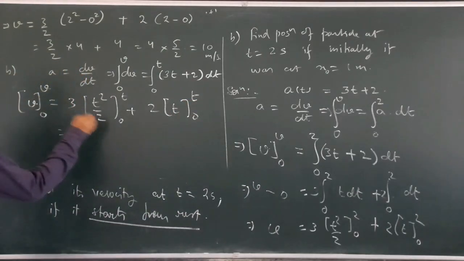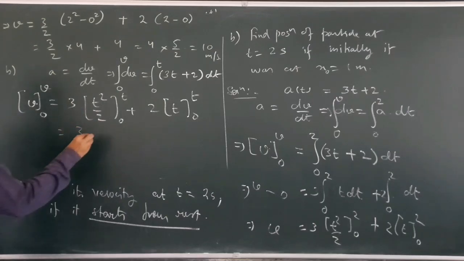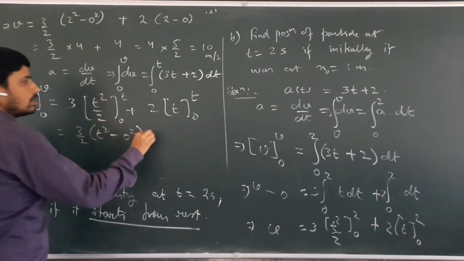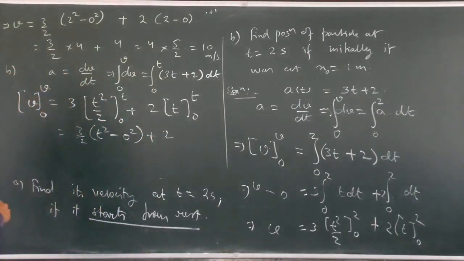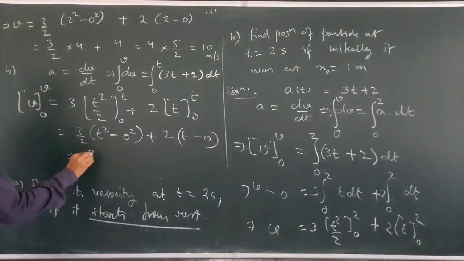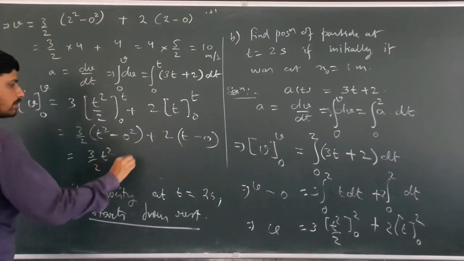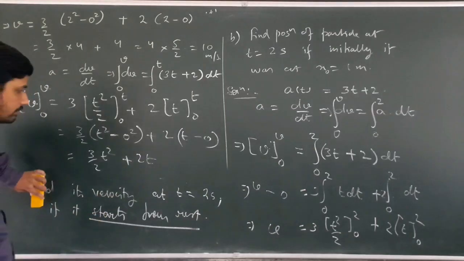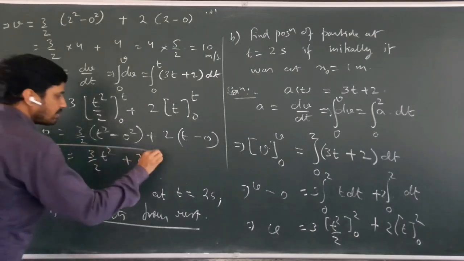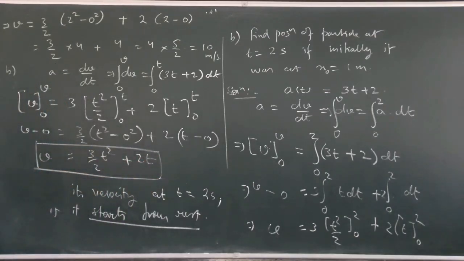So this becomes 3 by 2 into t square minus 0 square plus 2 into t minus 0. So this becomes 3 by 2 t square plus 2t. Okay, so this becomes v minus 0, that is v. So this is the expression for velocity. This was important to be found.